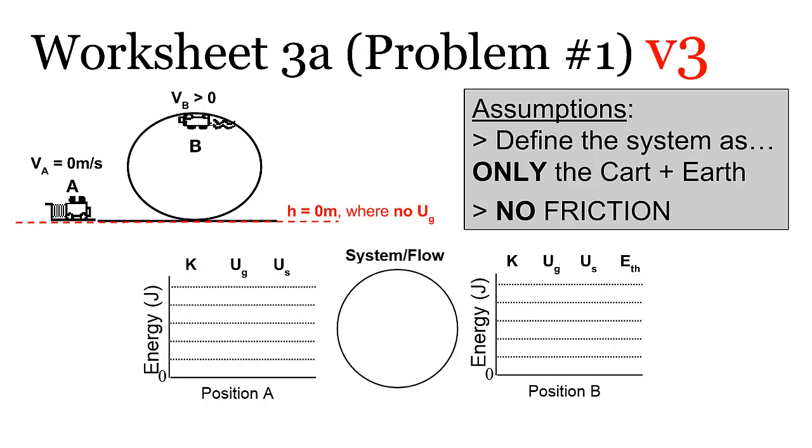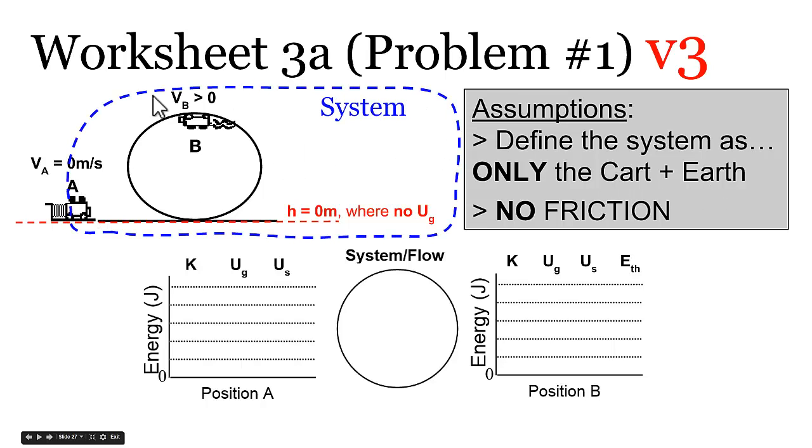For the last two examples, we're going to change how we decide to define the system. In this case, for the third problem in your notes, we're going to define the system as only the cart and the earth, so we're not going to include the spring. So let's draw a dashed line around our system, and deliberately we're choosing not to include the spring.